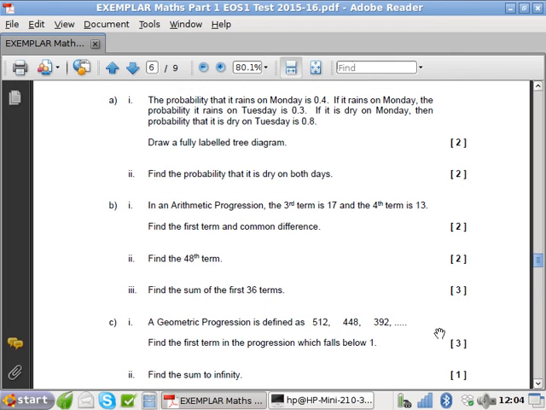A bit of probability in it. Okay, let's have a look at it. Need my calculator. Right.